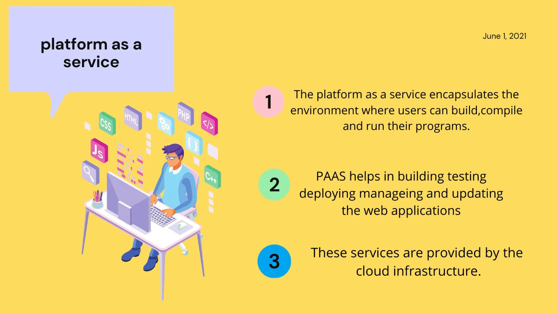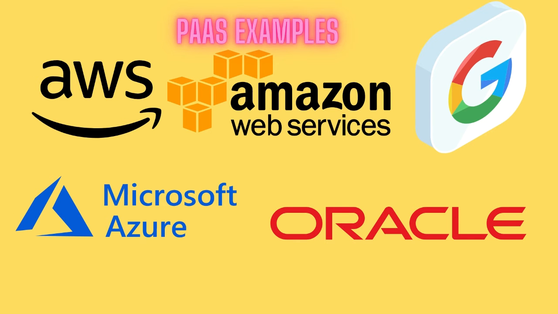So there are many services provided by them. There are many examples of PaaS. First is AWS, the most popular one, which stands for Amazon Web Services, the most widely accepted. Second comes Microsoft Azure. Third comes Google App Engine, the Google Cloud. So the first one is Amazon, the second is Microsoft Azure, and the third is Google App Engine. And there are many other examples, such as Oracle as well.